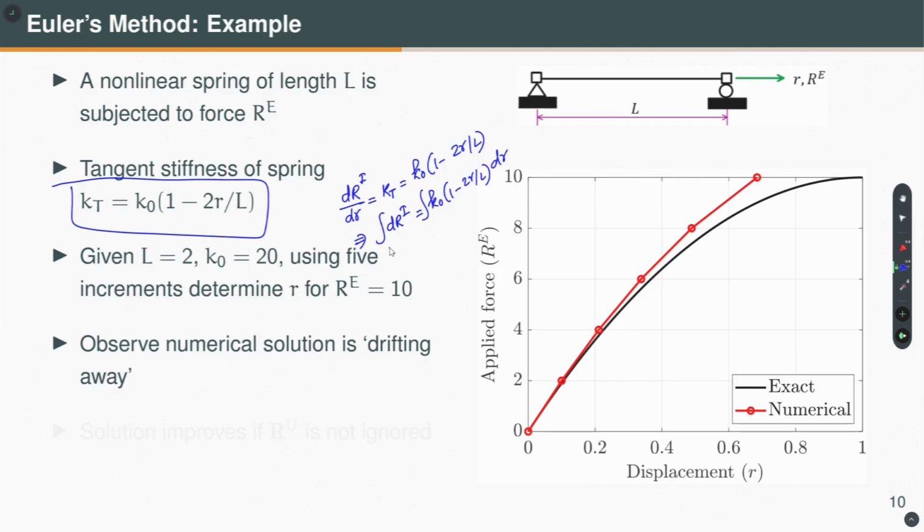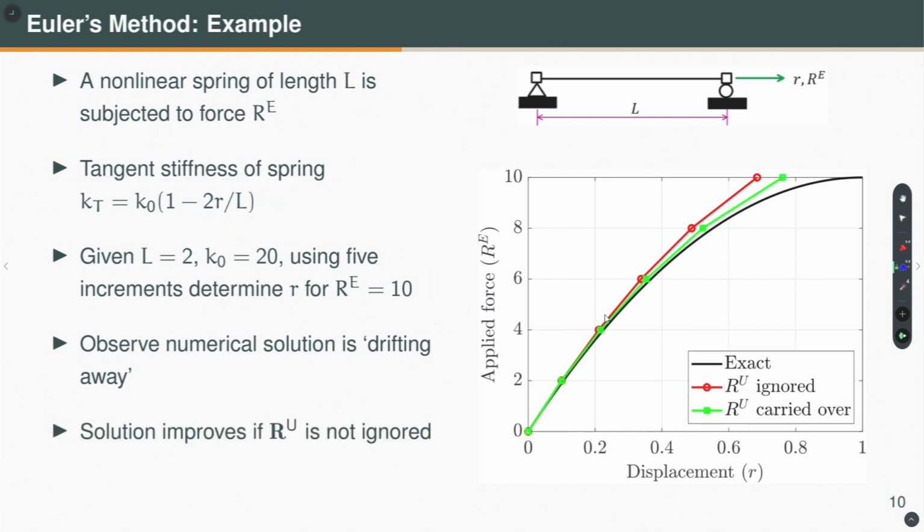If I integrate this between 0 to Ri, and this is 0 to r, then I will be getting an expression for Ri, which is what I have plotted here. Again, observe that the numerical solution is drifting away. If we do not ignore the RU from the previous step, the solution improves, which is given by this green, but it is still far off from the exact solution.